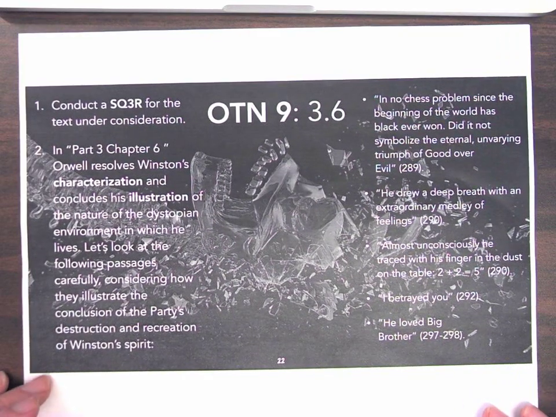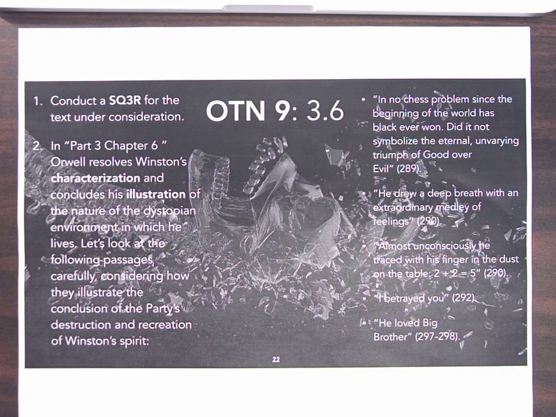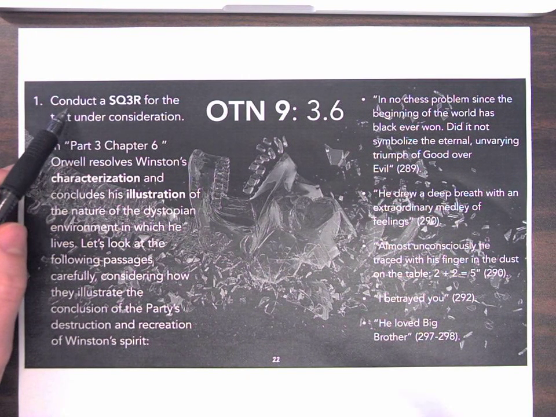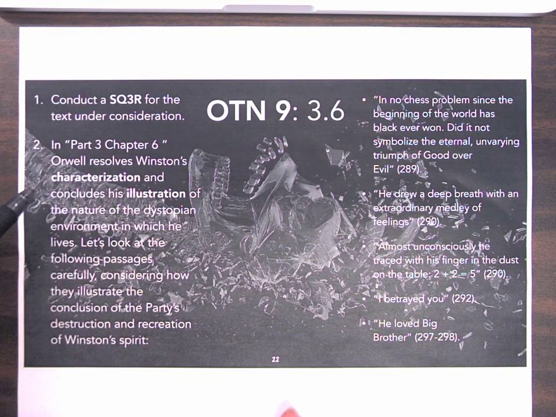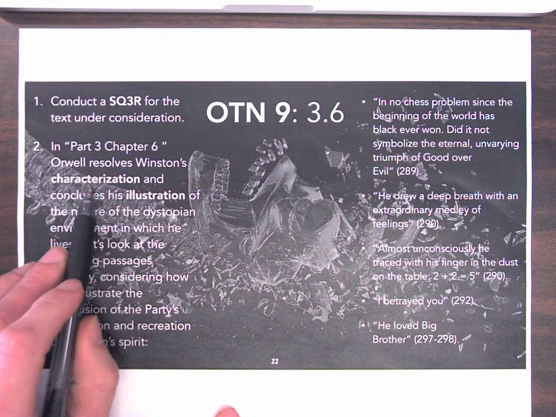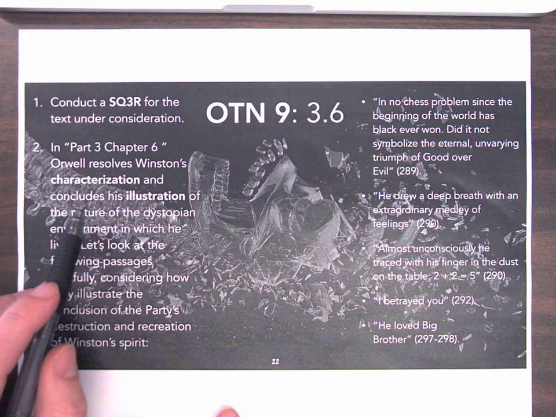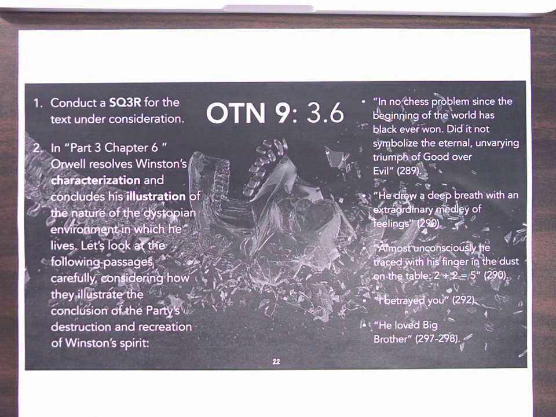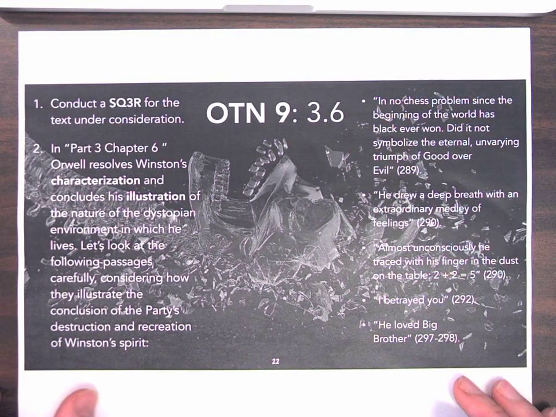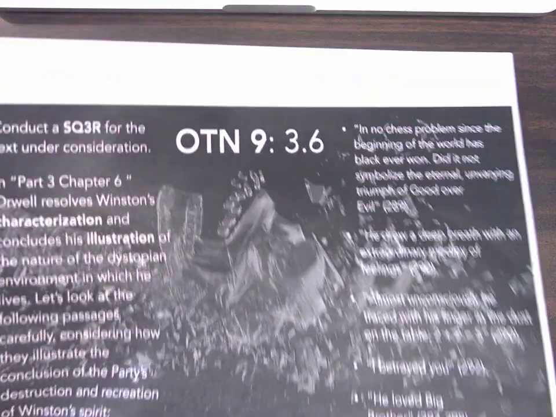Today we're going to be working on our final analysis of essentially the destruction and the recreation of Winston's spirit by the party that Orwell has been illustrating throughout the course of the novel. The first thing we need to do quickly is to conduct an SQ3R for this text. Tomorrow we're going to be analyzing this prompt in much more detail. We're going to be analyzing how Winston's characterization resolves and how Orwell's illustration of the nature of the dystopian environment concludes. We'll be coming to some conclusions about the nature of this dystopian environment that Orwell has introduced us to through the course of this novel.